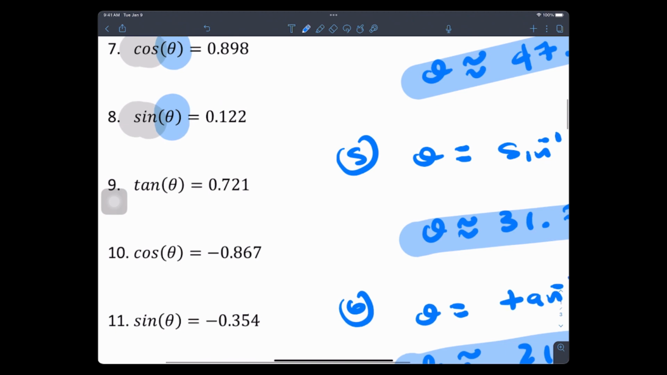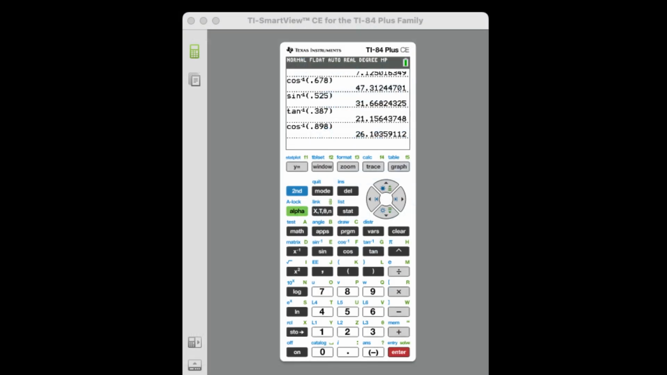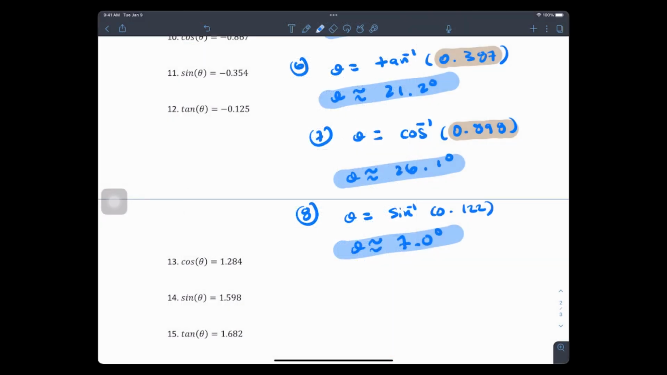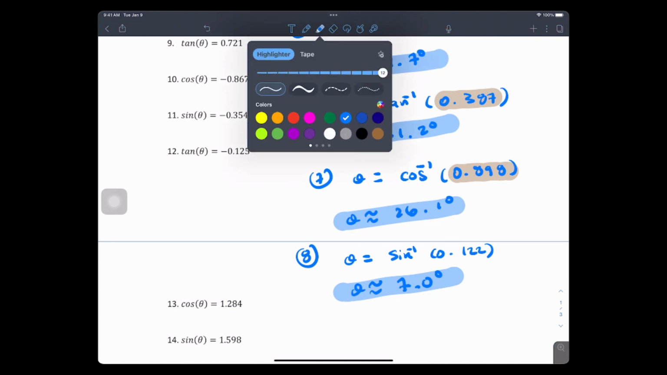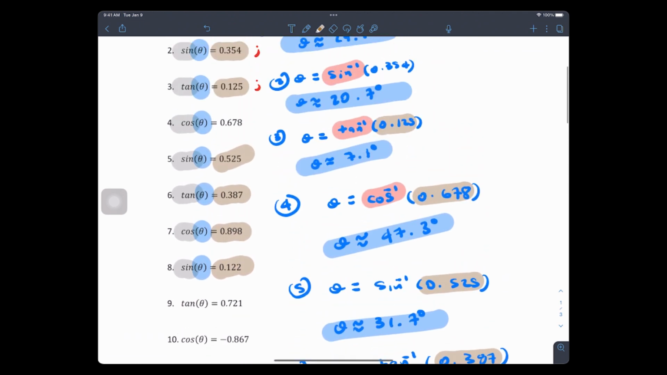So what is 8? Sine is 0.122. So we're going to use inverse sine, 0.122. So, calculators. Inverse sine, 0.122. And what do you end up with? What is this? 7.0 degrees. So, ladies and gentlemen, there you go. This is how you handle this question here. This is number 8. Number 7, so, you know.